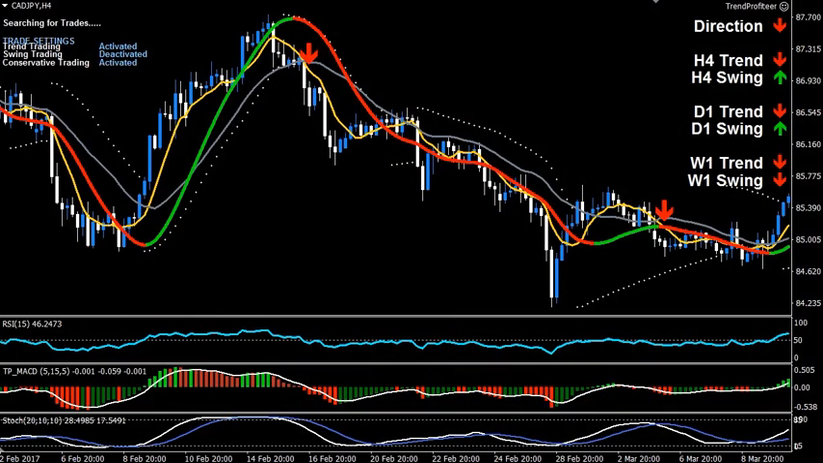Hi, I'm Michael Newrock, and this is a TrendTrade conservative sell trade example on the 4-hour time frame. This is the example that we're looking at. So I'll just place my markers here.